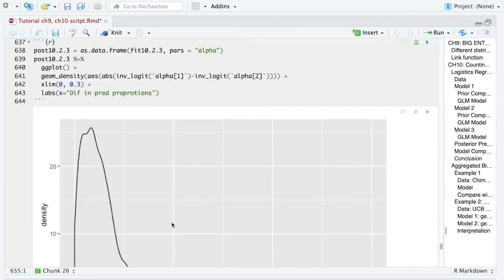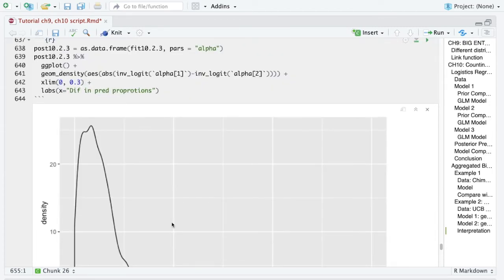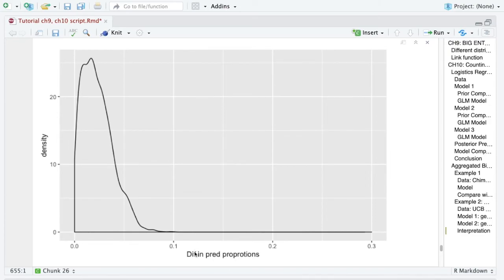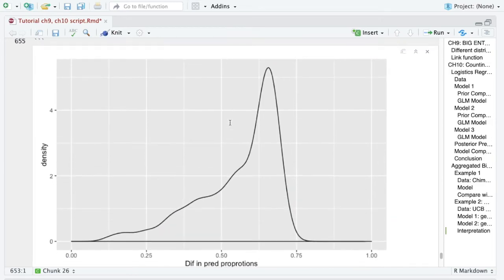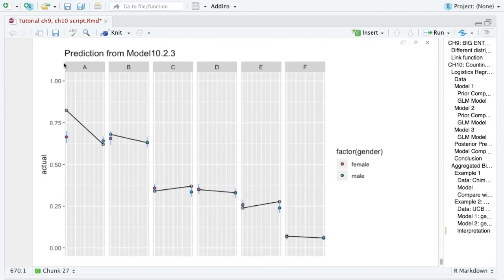If we plot the gender differences on the proportion scale, you can see that the difference between male and female is actually even smaller than 0.1. However, if we compare the differences between delta 1 and delta 6, you can see that the difference is around 60% of admit rate. And then we can plot the results on the same plot. Again, you can see the departmental effect is much higher than the gender effect.